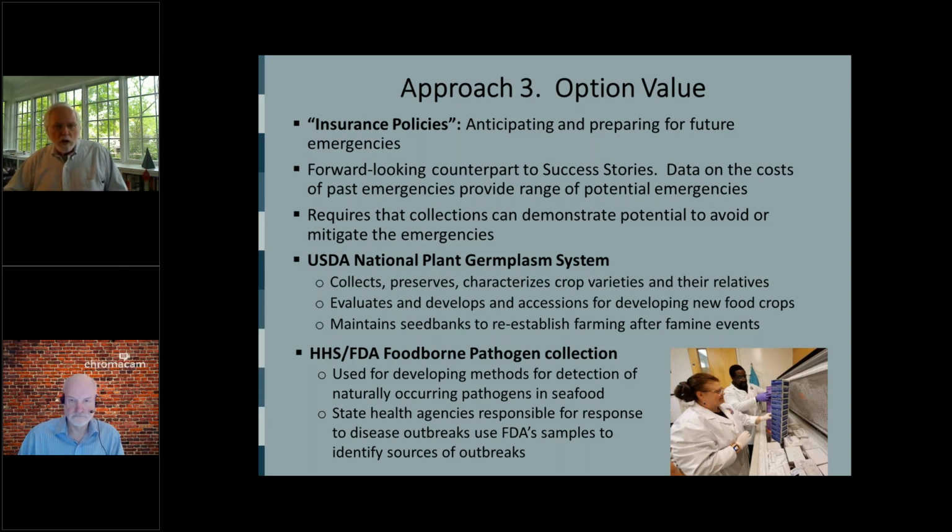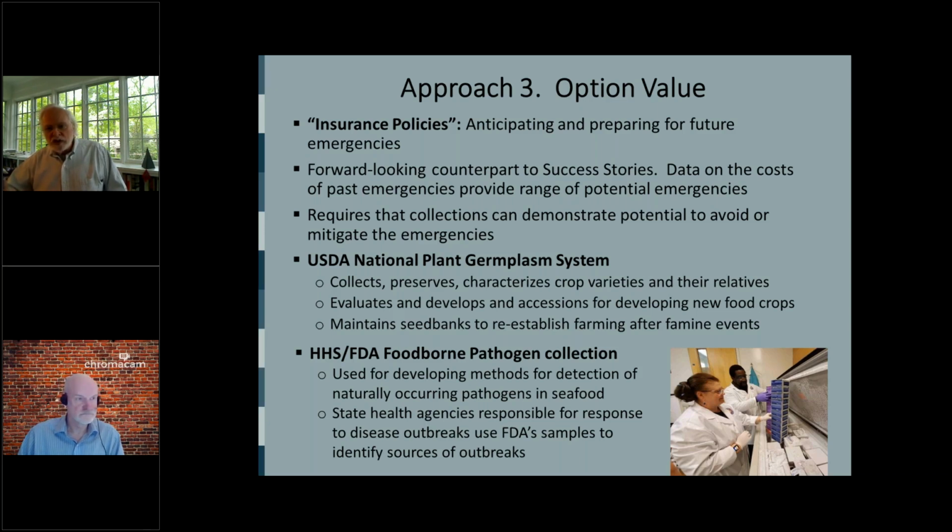And these are the plant germplasm system, where in case of crop failure, you need to have substitutes ready. You need to be able to develop plants that are resistant to drought, to salt water, to a particular agricultural pest, to a disease vector. So you keep these on hand to draw on in case of emergencies.